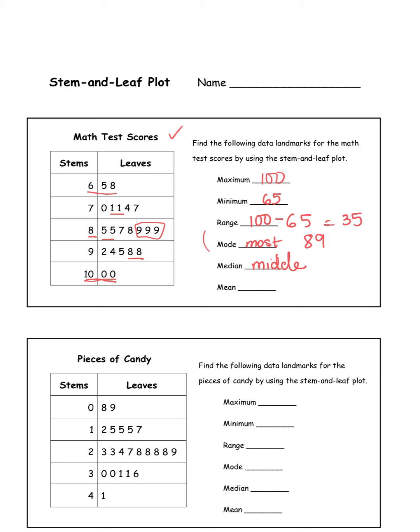I like to cross out one thing at a time until I can find a middle number. Okay, so let's do that. 65, 100. 68, 100. 70, 98. 71, 98. Another 71, 95. 74, 94. 77, 92. 85, 89. 85, 89. 87, 89. So this is my middle number.